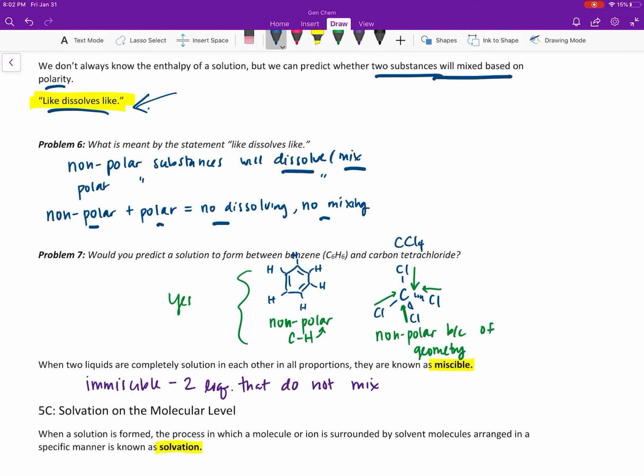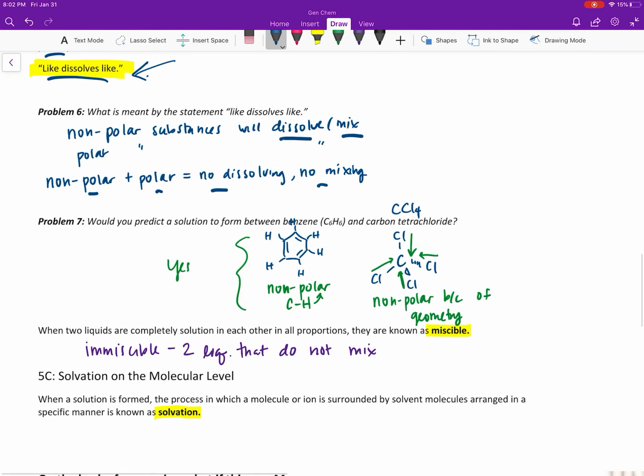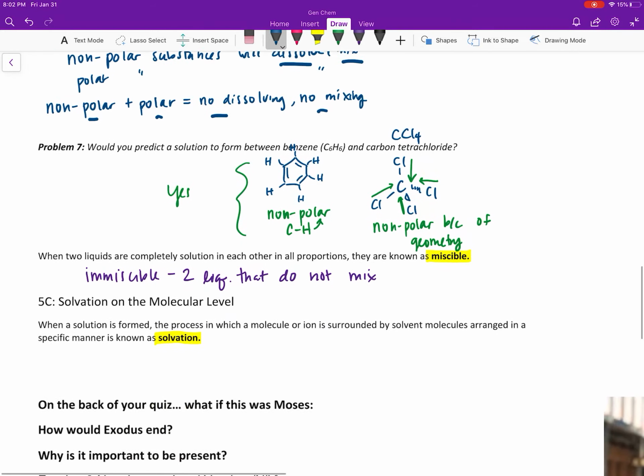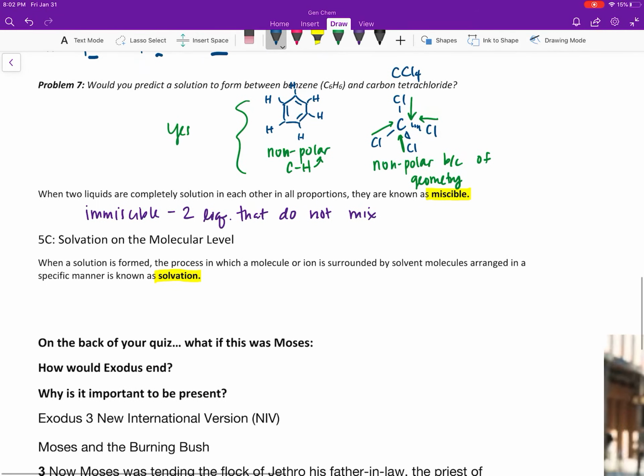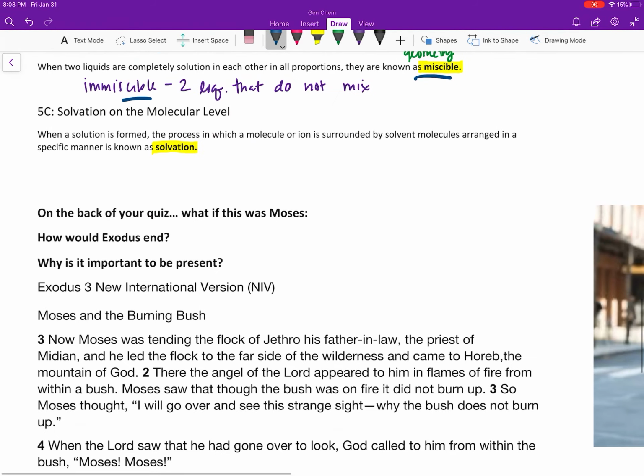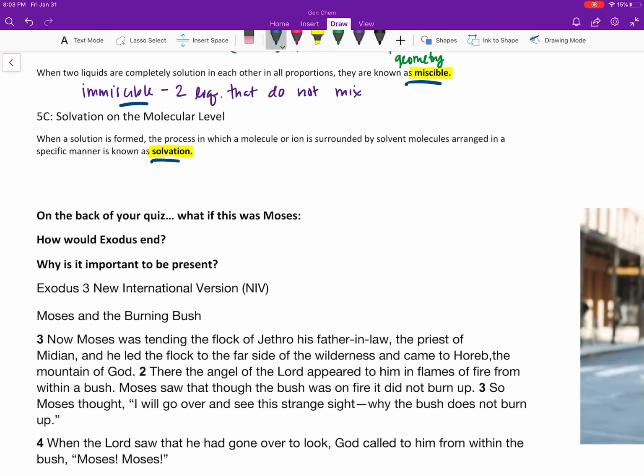They do not mix. We looked at benzene and carbon tetrachloride and tried to see, did they mix? And we said yes, they did, because they're both nonpolar. We call them miscible if they're liquids, immiscible if they're two liquids that don't mix. And then we talked about the fact that when a molecule or ion is surrounded by solvent in a specific manner, it is known as solvation.